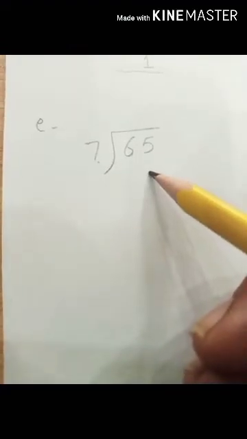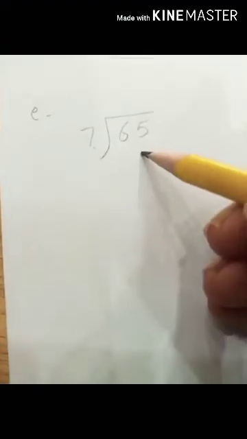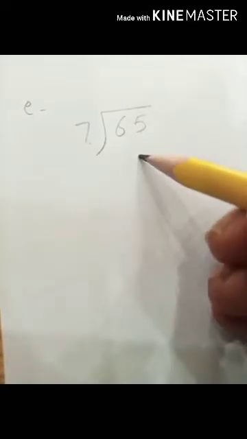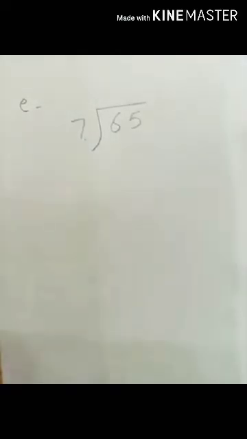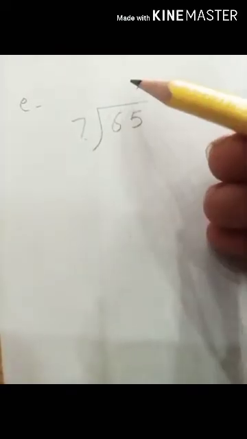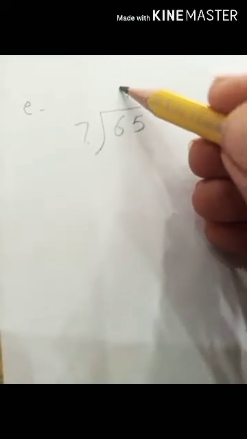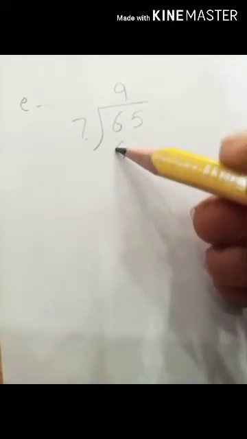Okay students. Next is our part E, in which we are going to divide 65 by 7. Now students, read the table of 7 where we get the number 65 or a number that is smaller than 65. 7 6s are 42, that is quite smaller, so it is not workable. 7 7s are 49, that is not workable. So 7 8s are 56 and 7 9s are 63, that can be workable here. So 7 9s are 63.